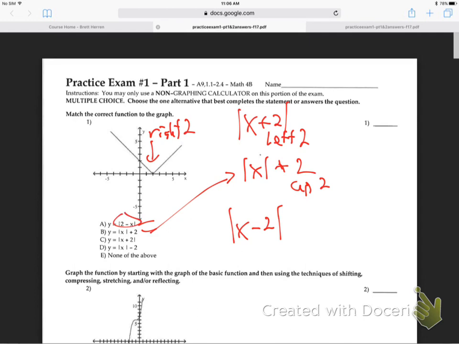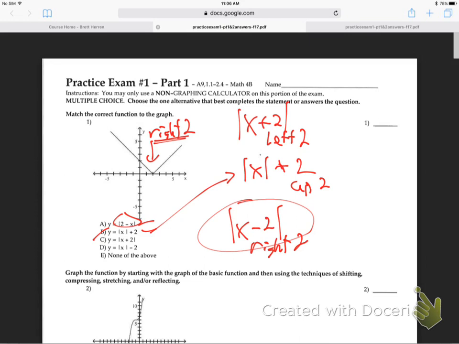Which is a little confusing with the way they've turned around A. We'll talk about that in a minute. But it's got to be something like that, doesn't it? Because it's been moved right 2. So it's not B for sure. Let's just go through process of elimination. It's not B, because that would be up 2.